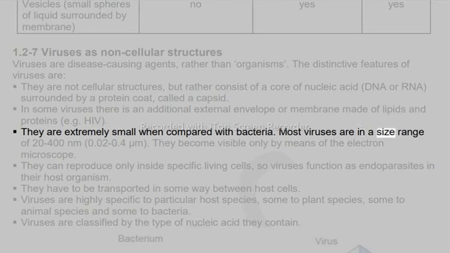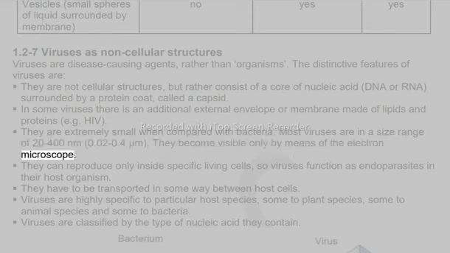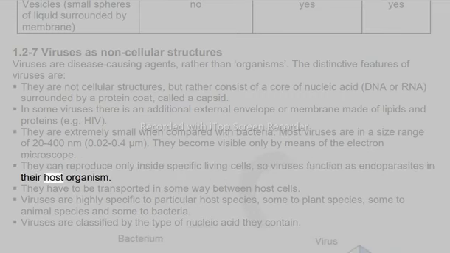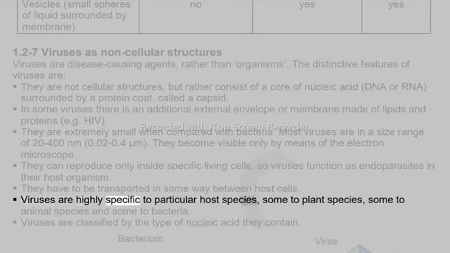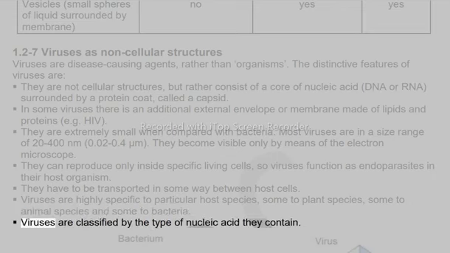Most viruses are in a size range of 20 to 400 nanometers, 0.02 to 0.4 micrometers. They become visible only by means of the electron microscope. They can reproduce only inside specific living cells, so viruses function as endoparasites in their host organism. They have to be transported in some way between host cells. Viruses are highly specific to particular host species, some to plant species, some to animal species and some to bacteria. Viruses are classified by the type of nucleic acid they contain.